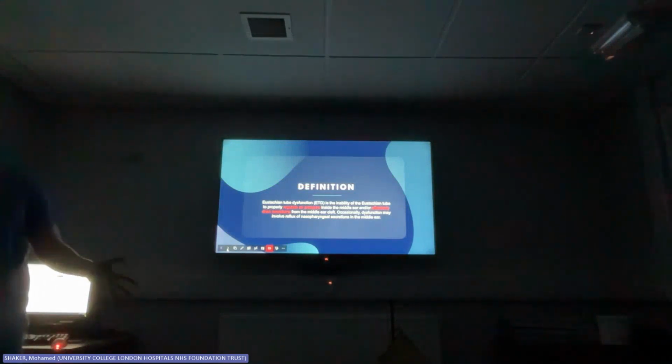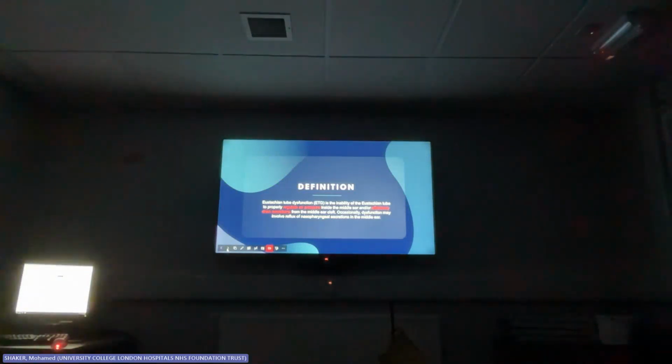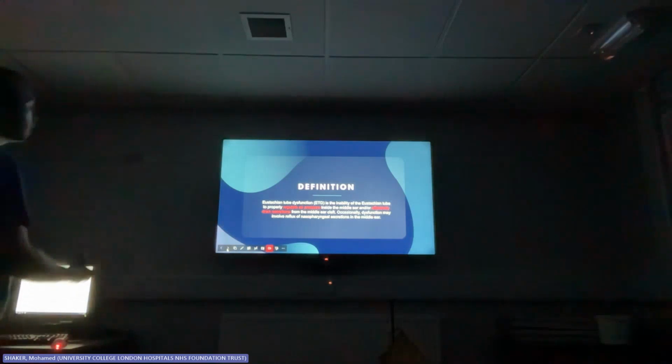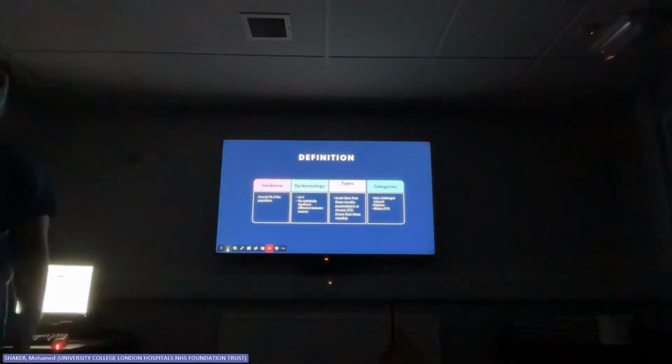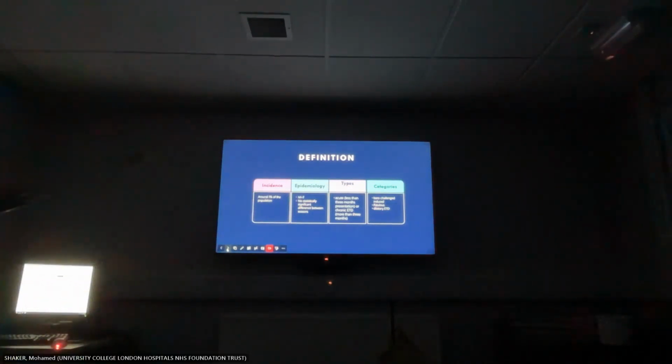So like we said, eustachian tube dysfunction is the inability of the eustachian tube to do its function, either regulating the air pressure, allowing air to go inside the middle ear cavity, or preventing reflux of material from the nasopharynx into the middle ear. Incidence is around 1% of the population, so it's not that common. More in males, could be because we smoke most of the time.